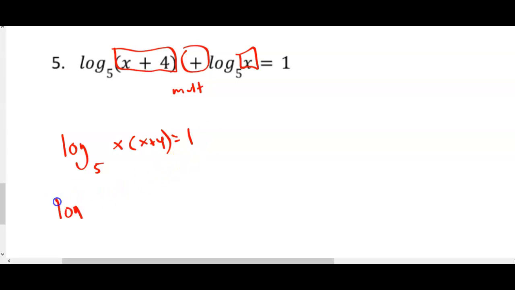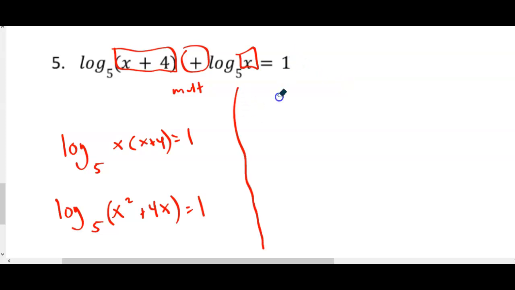So I'm going to distribute that x like that. And now we can't solve this. Just like problem 1, we can't solve this right now. It's a lot of variables. So we're going to rewrite this as an exponent. When we rewrite it as an exponent, you get 5 to the 1st equals x squared plus 4x. And so that's 5.